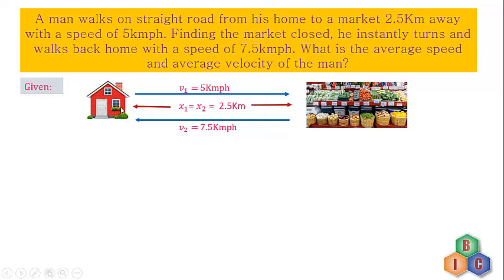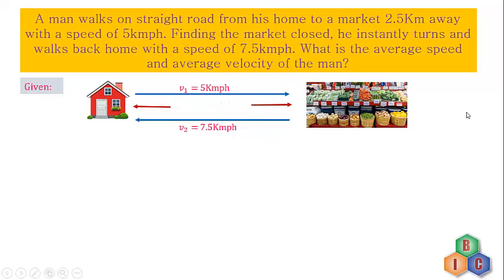The distance between home and market, or market to home, remains the same because the man takes the same route. Now, x1 is 2.5, therefore x2 is also 2.5. If we denote x1, the distance from home to market, as 2.5, then x2 should also be 2.5, because market to home on the same route is again 2.5 kilometers.